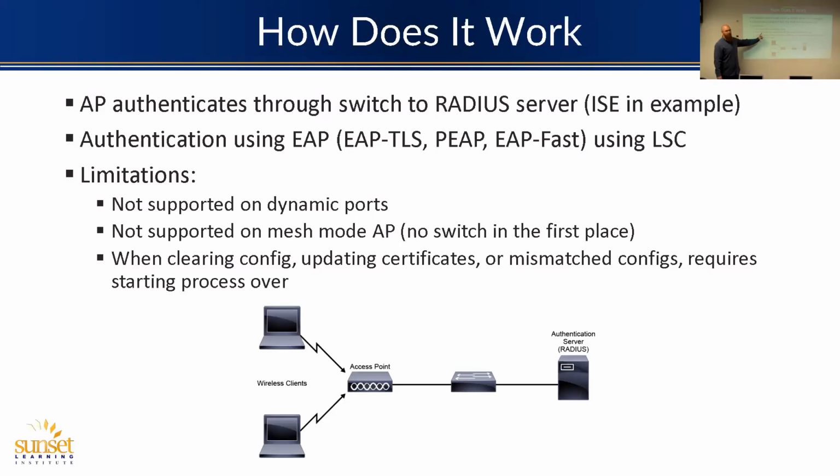It's not supported on mesh mode APs. Why does that make sense? It's not plugged into a switch. With mesh mode APs, the whole point of mesh is it's wireless client connectivity and wireless backhaul. You got an AP with power, but there's no switch that it's plugged into. And those are absolutely functional, fully functional today. But we only use those if we can't get them a switch.